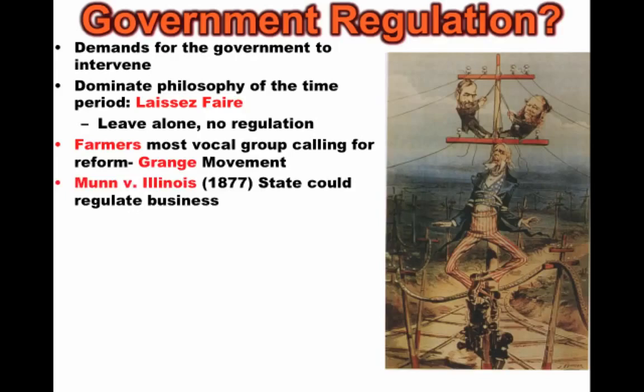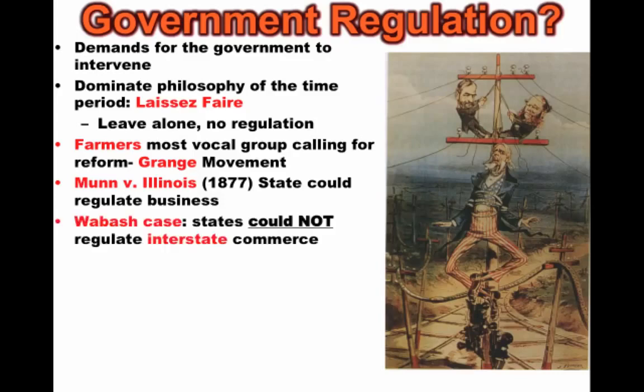In the famous case of Munn versus Illinois in 1877, the court rules the state could regulate business. However, those Granger laws, as they were called, are overturned in the Wabash case when the court ruled that states could not regulate interstate commerce. And interstate commerce is trade between different states.